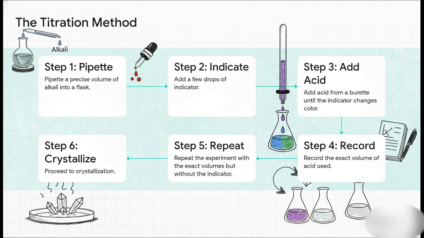Then you add a few drops of an indicator, and you slowly, carefully add acid from a long graded tube called a burette. The very second the indicator changes color, you stop. You've just found the exact volume you need for a perfect neutralization. Then, and this is key, you do it all over again with the exact same amounts, but without the indicator, to get a perfectly pure salt solution.